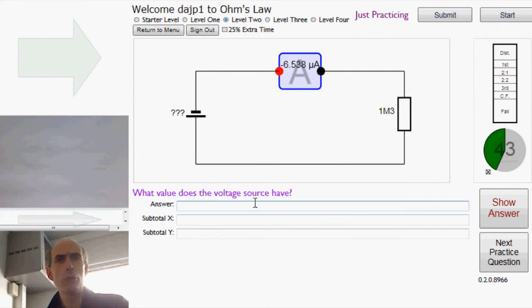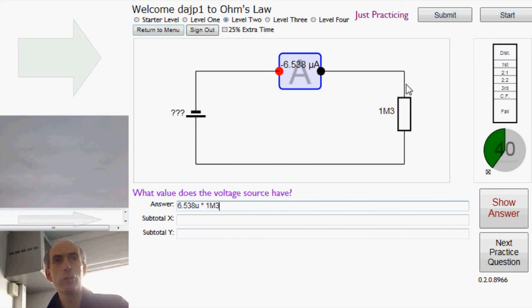So what value does the voltage source have? Well, it will be the current, 6.538 microamps, times the resistance, 1 meg 3. Again, it's just Ohm's law. Delta V equals I, the current, times the resistance, R, and there is no potential drop across this ideal ammeter because it has zero resistance.